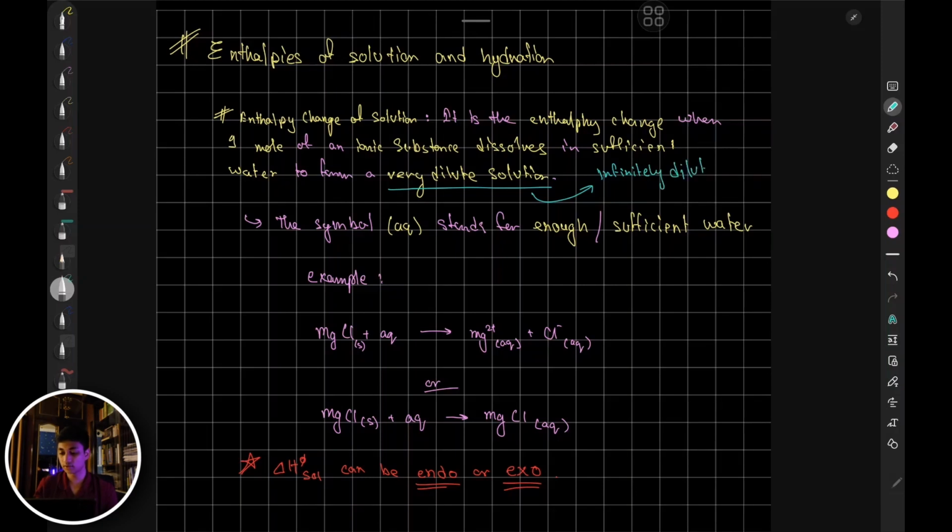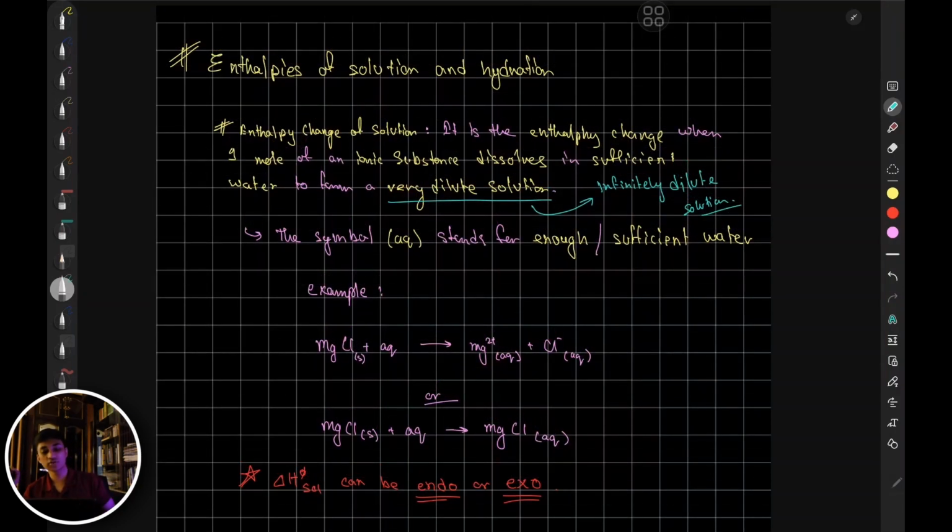Infinitely dilute solution. Therefore, enthalpy change of solution is basically the process when you take 1 mole of an ionic compound and try to dissolve it in excess water, meaning it is forming an infinitely dilute solution or a very dilute solution where all of the solid has dissolved.